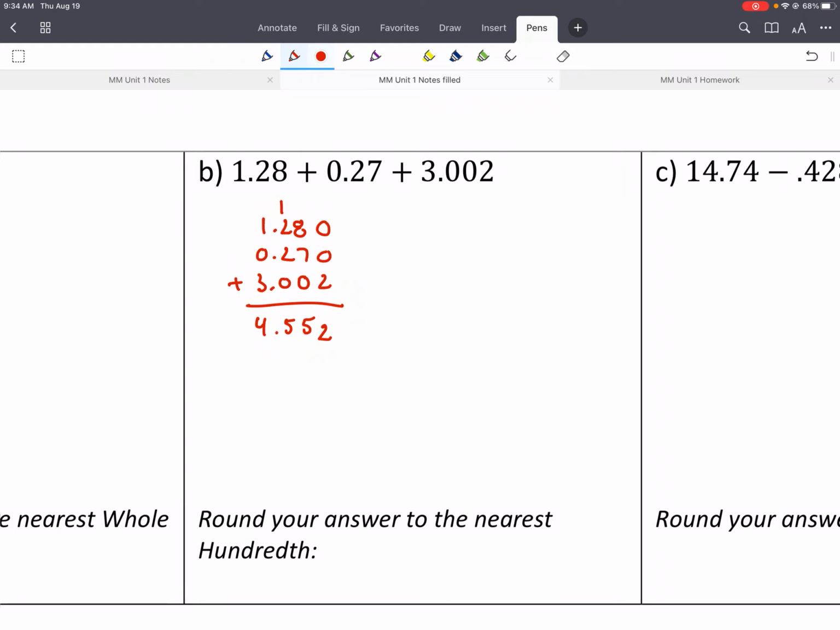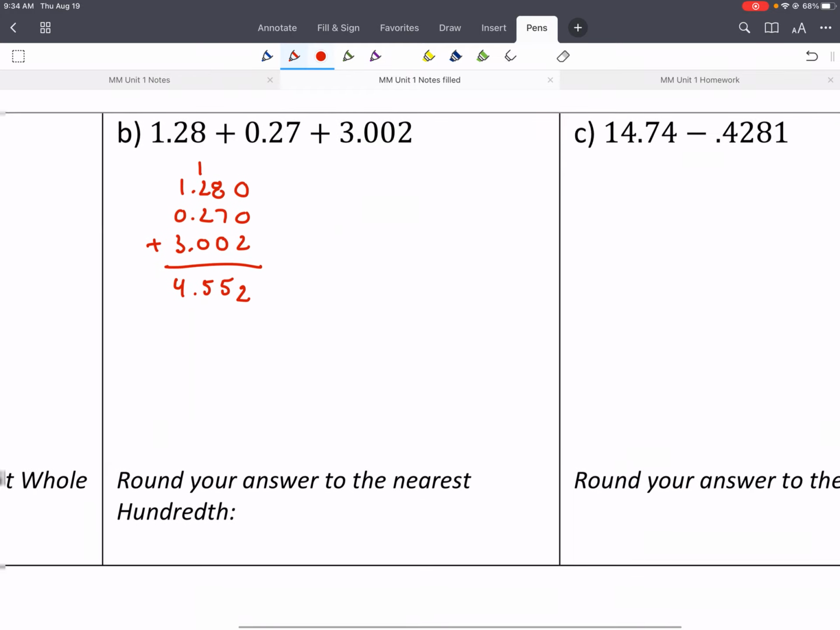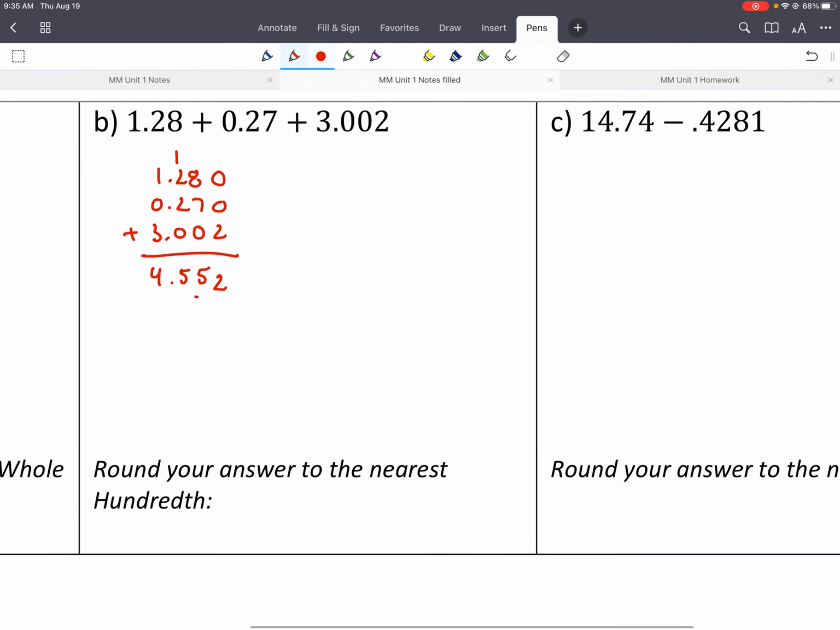Round to the nearest hundredths. So the hundredths place is the second 5. We look to the right. 2 is less than 5, so we're going to round down. This value is closer to 5 than it is to 6. So we do 4.55.